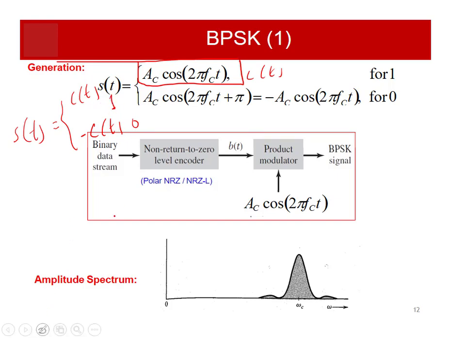For AM, we had a similar scenario, but in that case, for 1 it was carrier and for 0 it was 0. But in the case of PSK, for 1 it is c(t) and for 0 it is minus c(t).